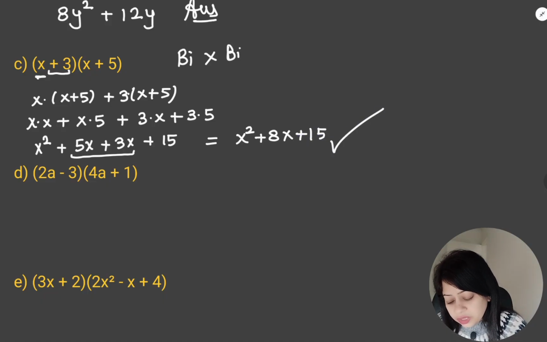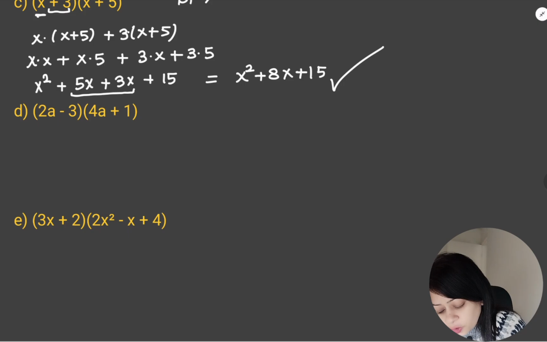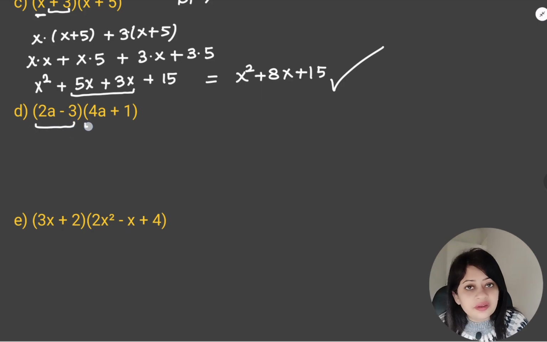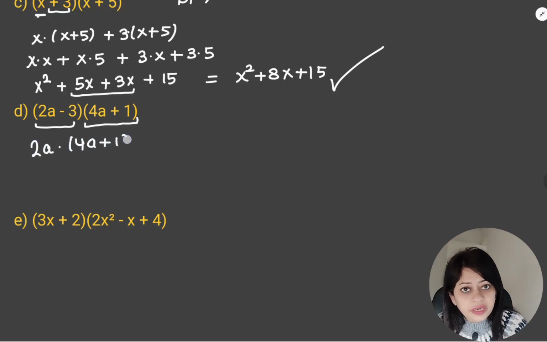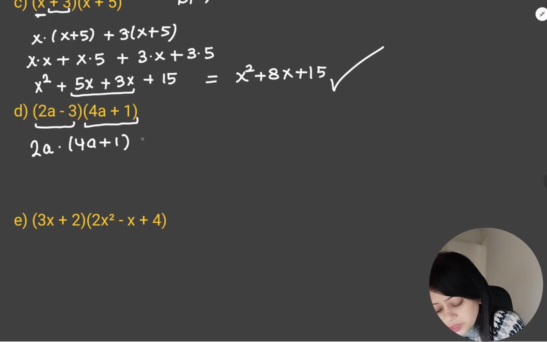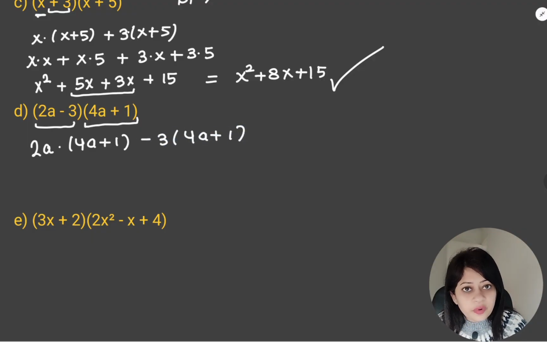Okay, here we have another binomial with binomial, right? Okay, I will pick first 2a, multiply it with the whole bracket, right? Minus 3, multiply this with the whole bracket. Are you getting my point? Binomial times binomial, okay?